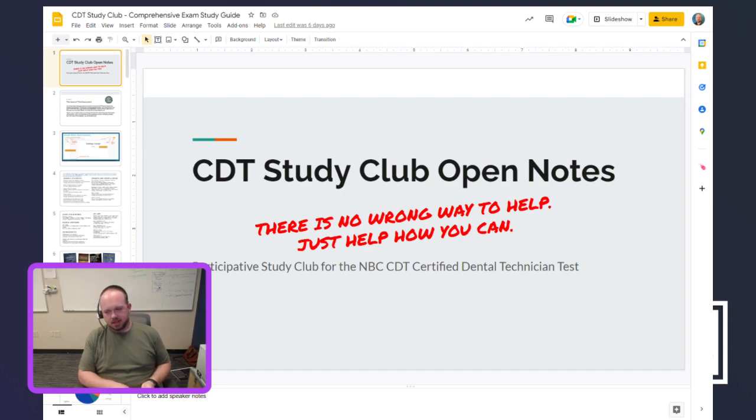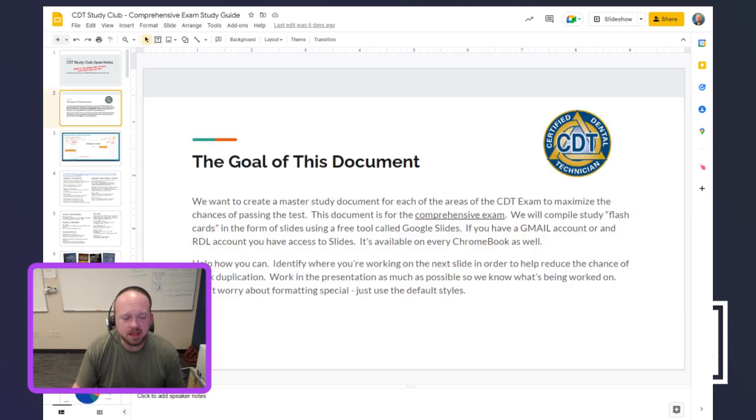That being said, let's take a quick 5-minute tour to make sure we all know where we are. The goal here is to create a shared study document that lets everybody see exactly what we're working on. We can basically have a master study document for the comprehensive exam for the CDT.